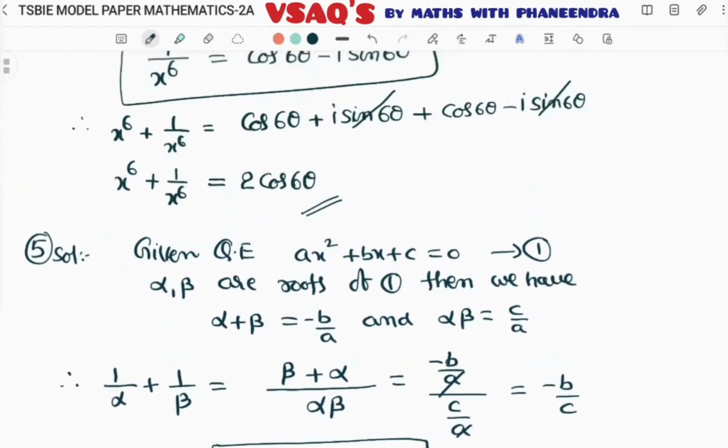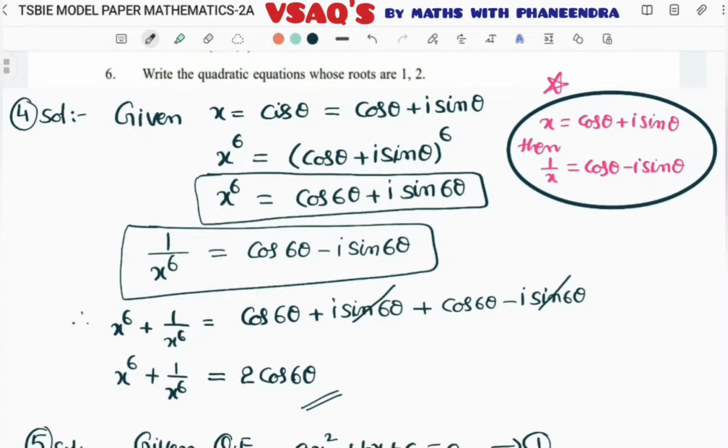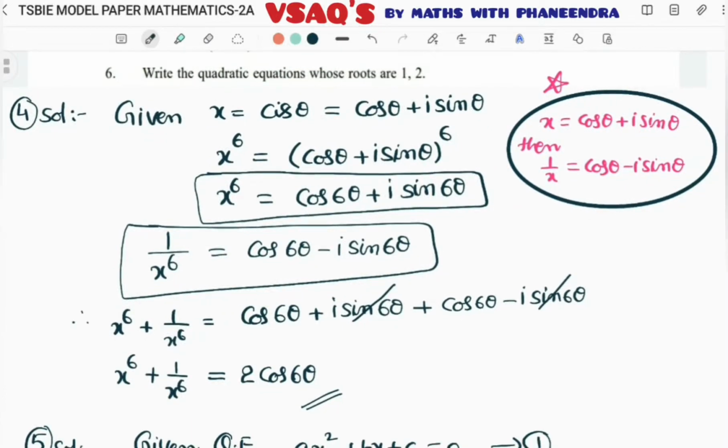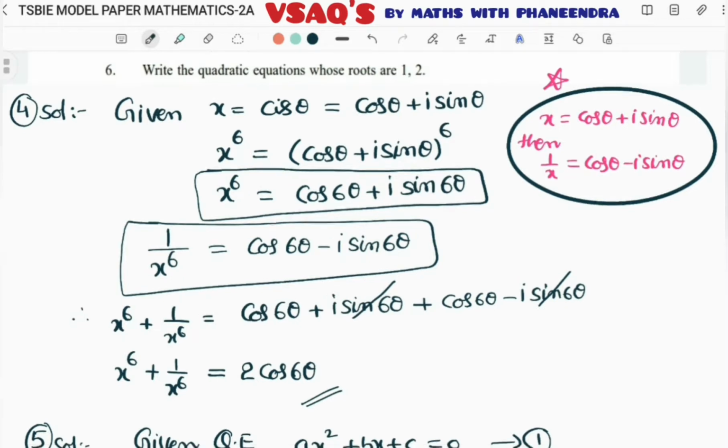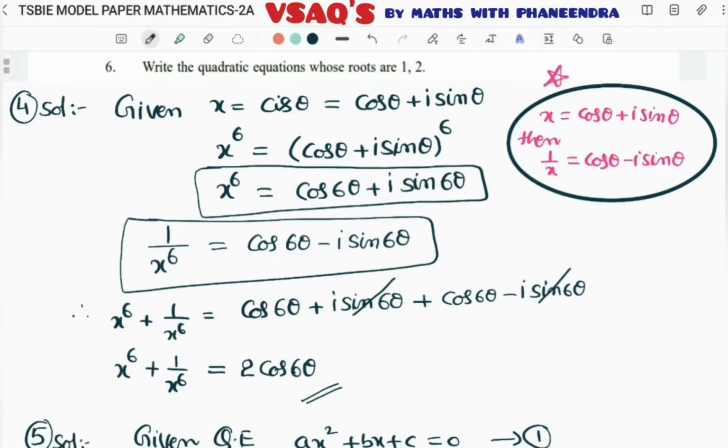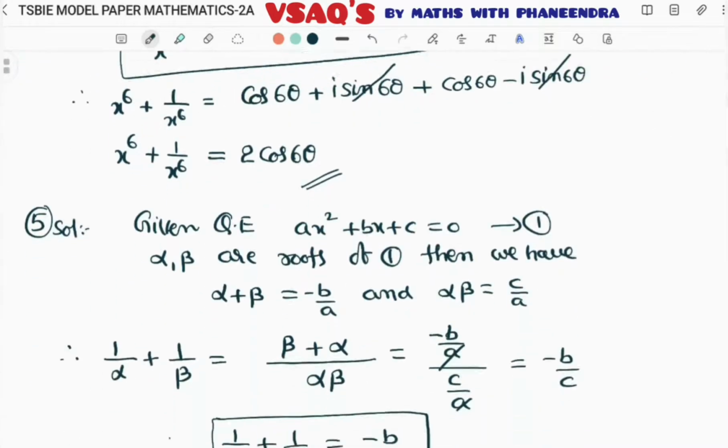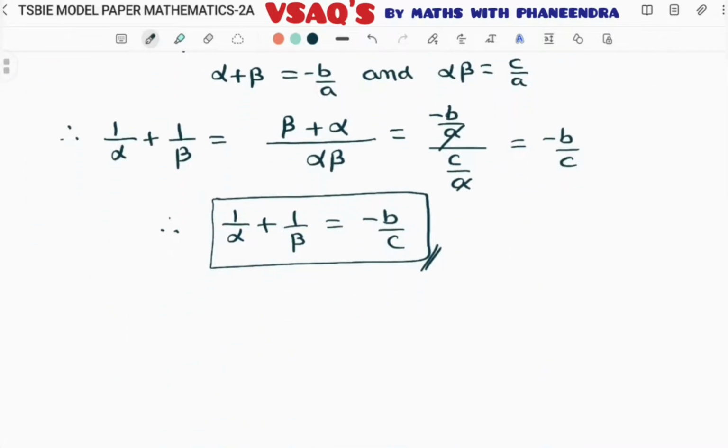We'll move to the next question. Question number 6. Question number 6 is a standard, easy and general question, dear students. Write the quadratic equation whose roots are 1 comma 2. It's a simple question.